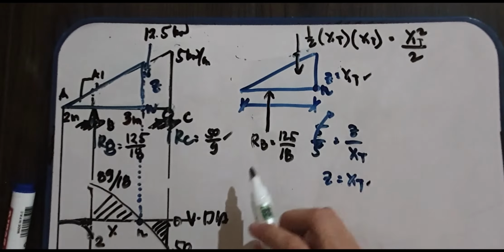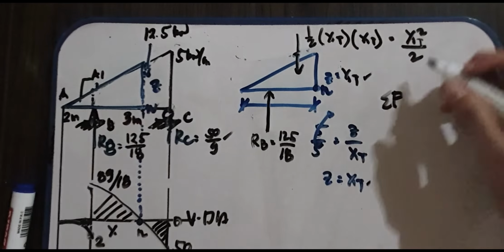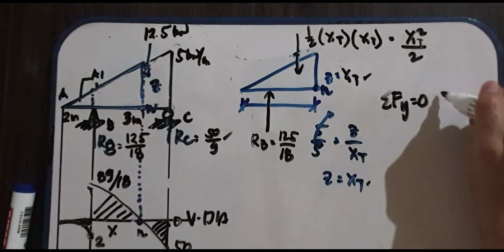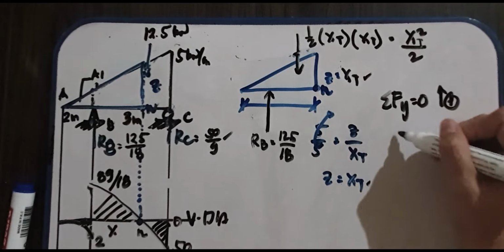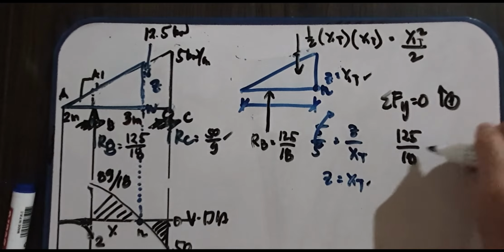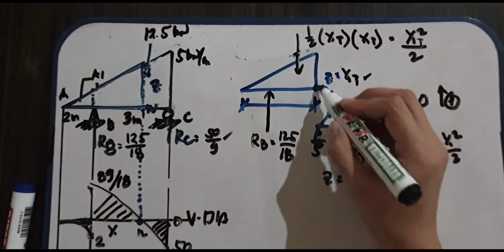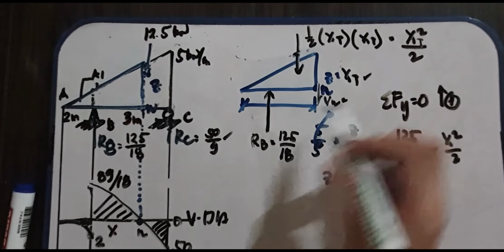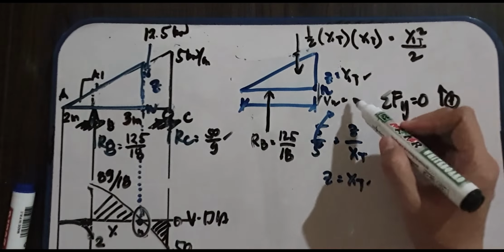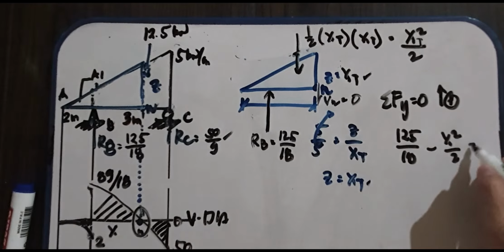So, 1/2 is equal to X multiplied by XT, multiplied by XT, that is XT raised to 2 all over 2. So, summation forces, ay Y tayo is equal to 0. All upward is positive. So, we have 125 all over 18. I-minus natin yung X squared all over 2. Minus natin yung VN natin kasi ito yung shear N. Pero, think of it that our shear is 0. So, therefore, that is 0 kahit hindi nyo na ilagay.